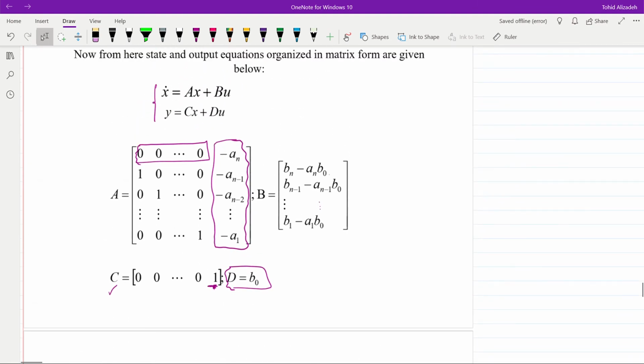Please keep in mind that for the observable canonical form, only the last column of the A matrix will be obtained referring to the transfer function coefficients at the denominator. And for the rest of the A matrix, we'll have it in this form. For B and C, you can see how the values for the vectors are obtained.